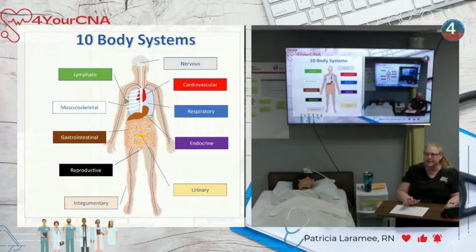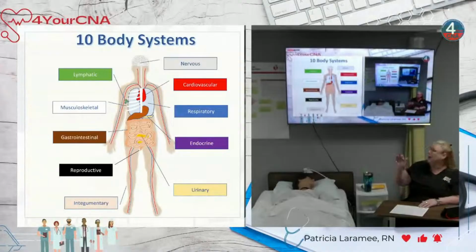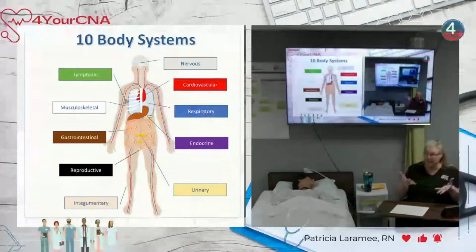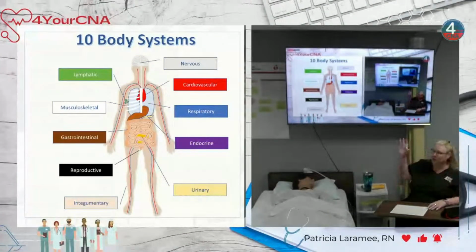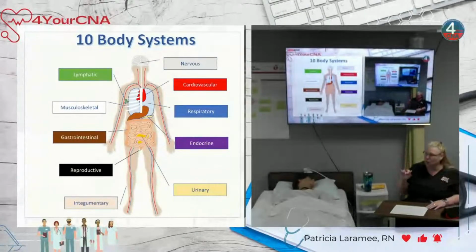So there's 10 body systems. Now, those of you who are going on for higher level medical training, nurses, respiratory therapists, ultrasound techs, those types of things, you're going to have an entire year of anatomy and physiology because you have to go through anatomy and physiology 1 and 2 with labs. So what we're doing here in the next 20 minutes is surface level. Anatomy and physiology goes way, way, way deeper than what we're going to cover here. We're just looking at a brief overview of the body systems.